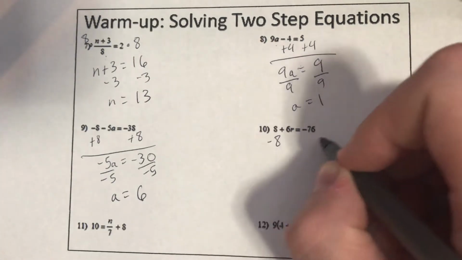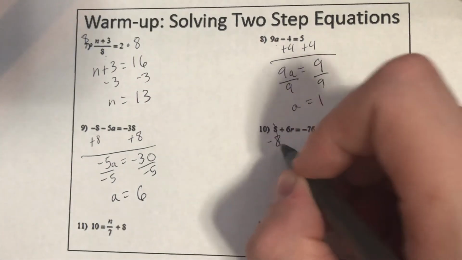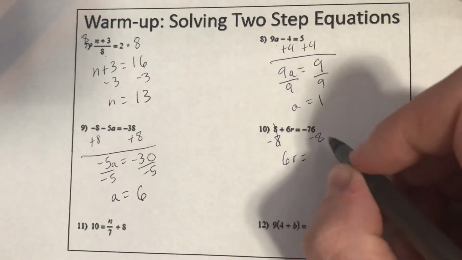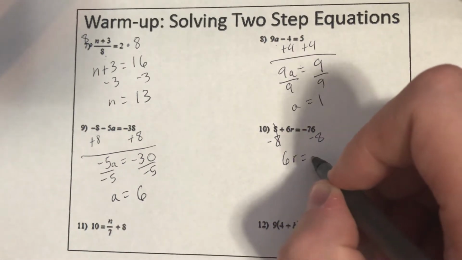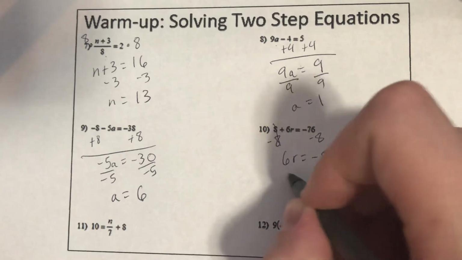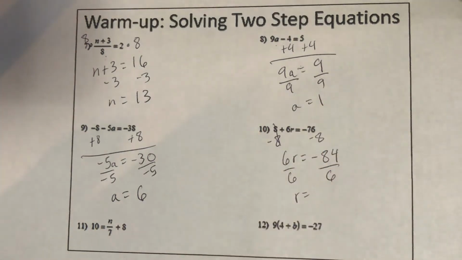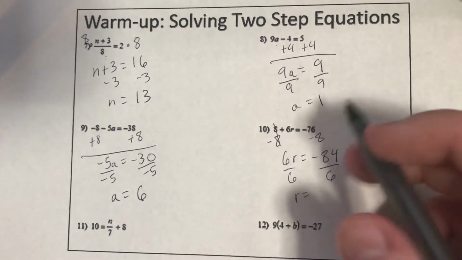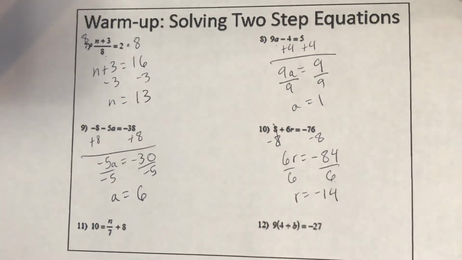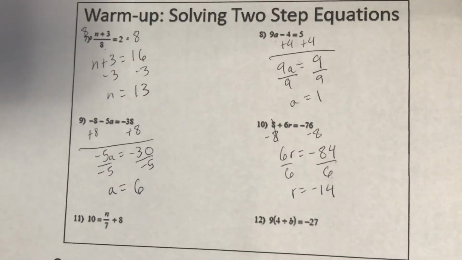All right, let's try this next one. Again, I'm going to subtract 8 on either side. I get 6R is equal to negative 84. All right, and then I'm going to divide by 6 here. And let's do 84. I should know 84 divided by 6 in my head. It's 14. But since this is a negative divided by a positive, we get negative 14. All right, so that's what you should have got. All right, and then we'll go to this last one.